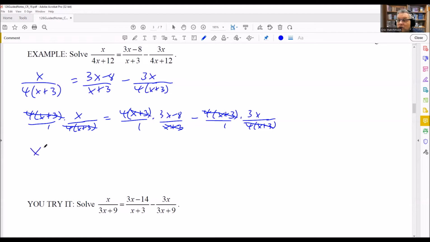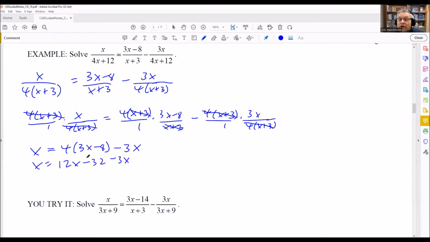We have x equals, this will be 4. We still have a 4 there. So it's 4 times 3x minus 8. Then we have minus 3x since everything else canceled out. So now we're going to multiply by the 4. We get 12x minus 32. And we have minus 3x.